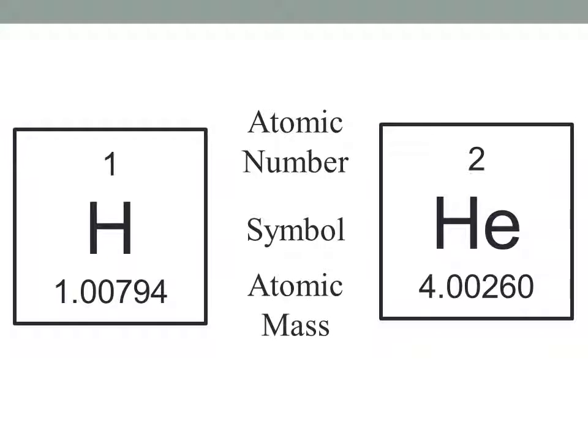The whole number in each square is called an atomic number. Hydrogen is the first element in the table and has an atomic number of 1. Helium is the second element and has an atomic number of 2. Each atomic number corresponds to a different element. The decimal number in each square on the periodic table is the weighted average of all the atomic masses of the different isotopes of that particular element, measured in atomic mass units.